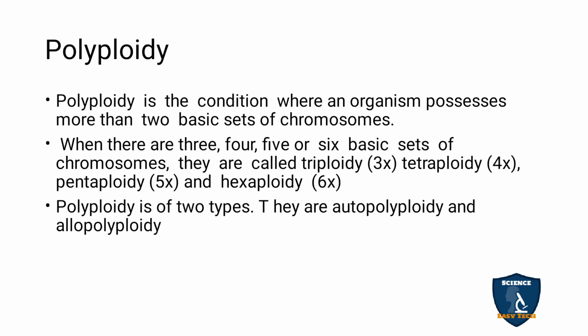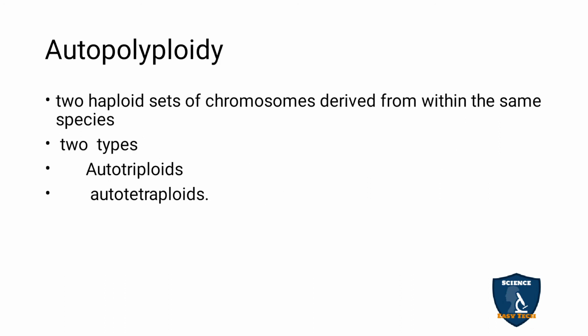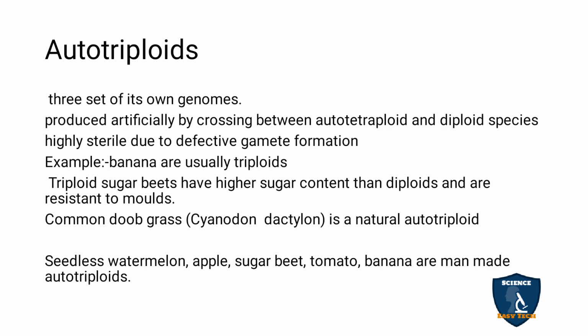Polyploidy is also of 2 types, as we discussed in the classification of ploidy: autopolyploidy and allopolyploidy. Autopolyploidy: haploid sets of chromosomes derived within the same species. So in the same species, the haploid sets are derived. There are 2 types: autotriploids and autotetraploids. Autotriploids: 3 sets of genome, that is, 3 sets of chromosomes are added to its own genome.